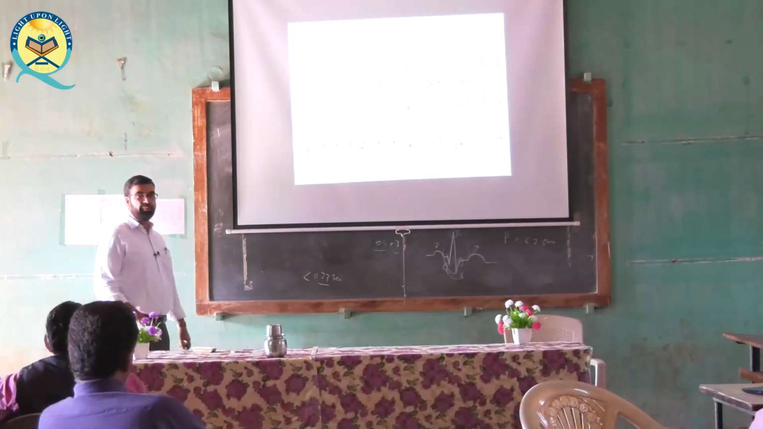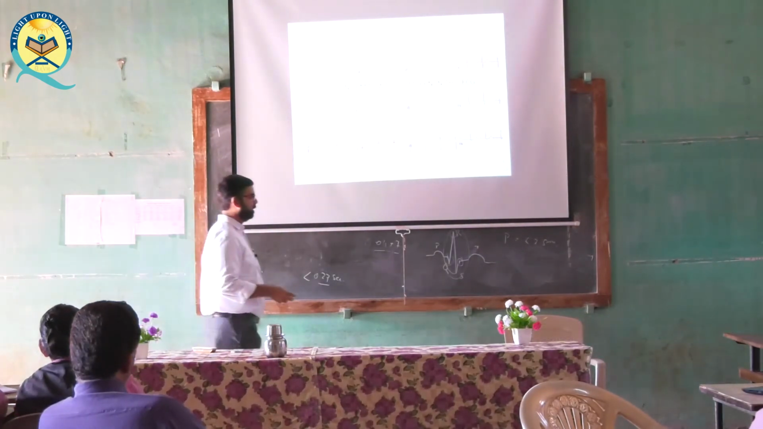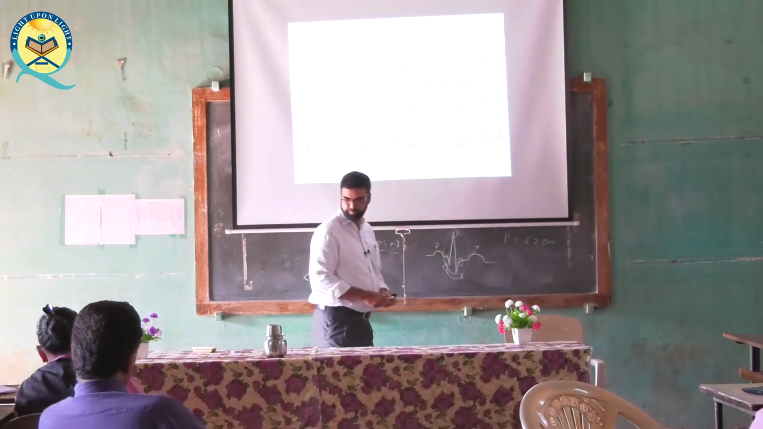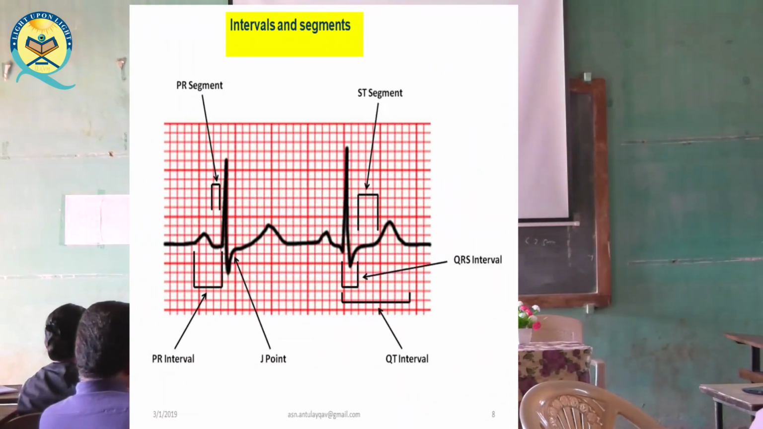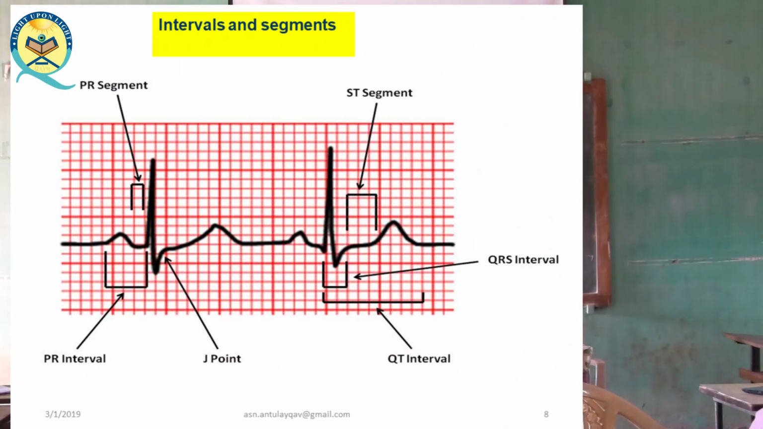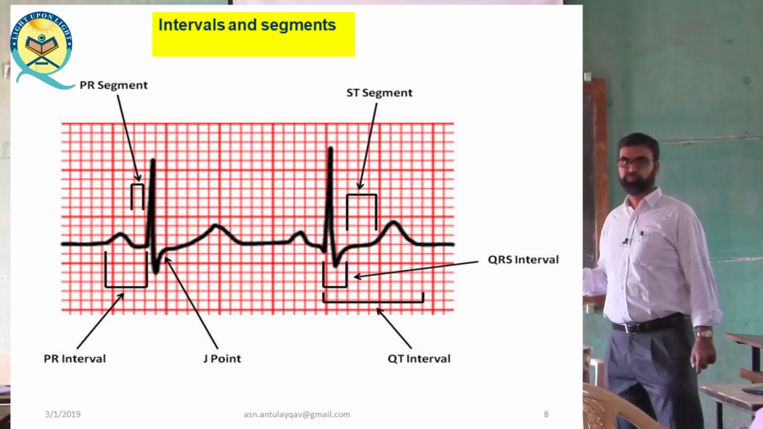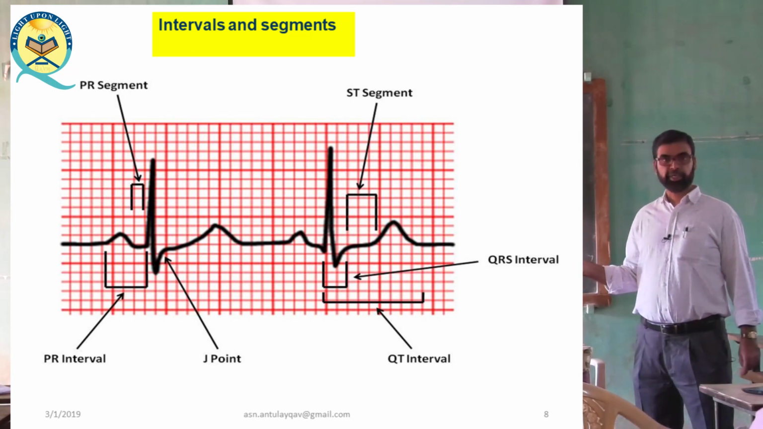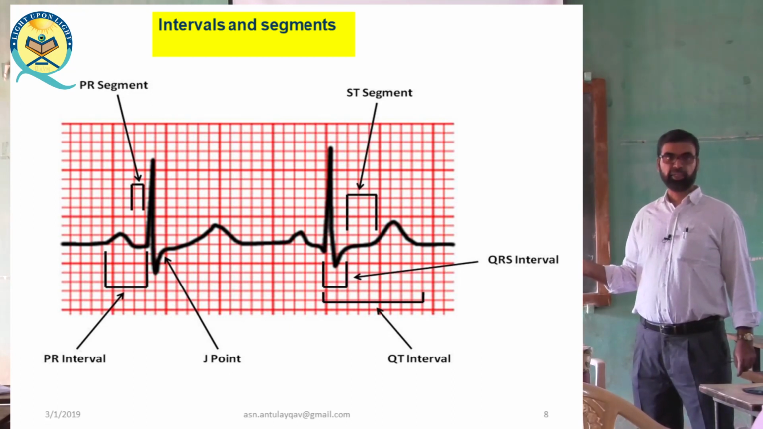Now there are two segments in ECG. One is PR segment, see here it is shown. From the end of the P wave to the beginning of the Q wave is called PR segment. It indicates delay in the conduction of an impulse from atria to the ventricles. That is called PR interval.